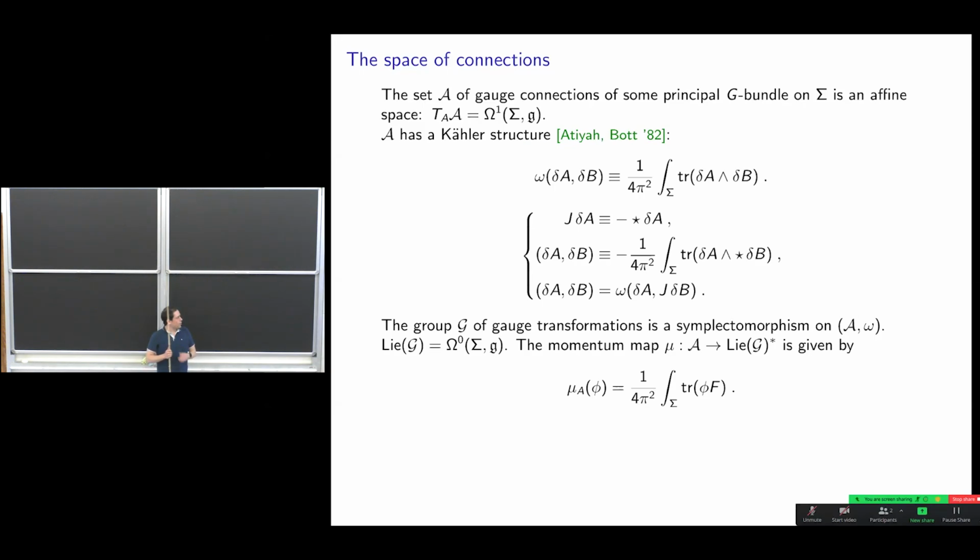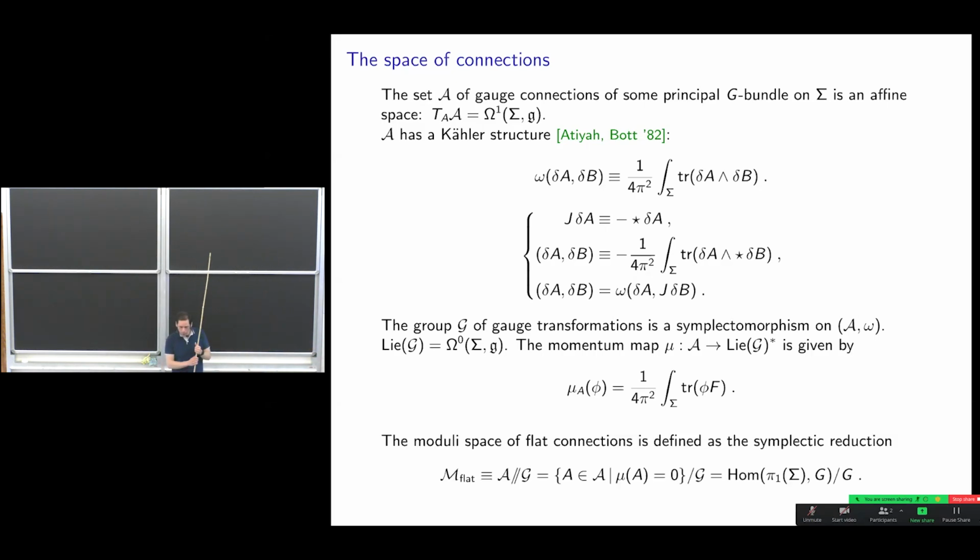Of course, if you have a space of gauge connections, you know that you have gauge transformations that act on gauge connections, and you would expect them to act symplectically, and in fact that's the case. And the Lie algebra of the group Cal-G of gauge transformations is simply smooth maps from your base manifold to the Lie algebra g. And the momentum map is essentially F, the curvature. The momentum map evaluated at a point A of Cal-A is simply given by this expression when acting on an element of Lie G.